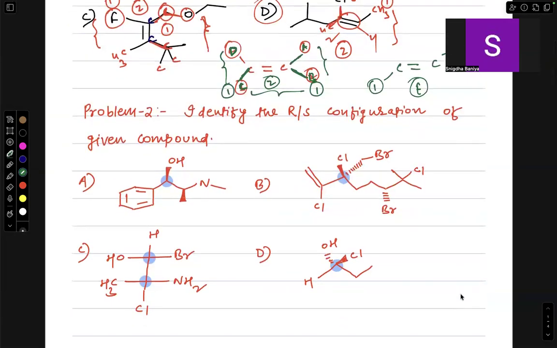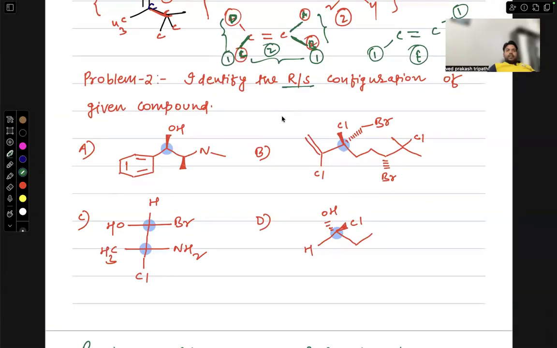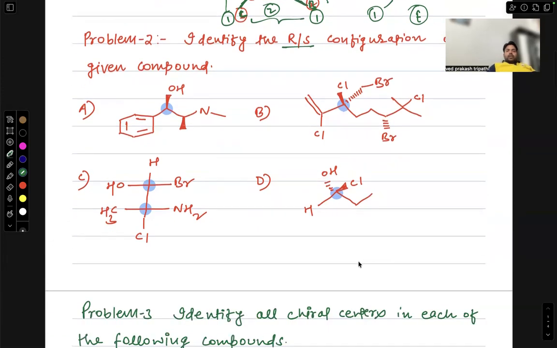Thank you. Okay, now move to the R and S configuration and we have wedge and dash and Fischer projection. So I discussed in the video how to figure out R and S in a very simple way. So I told you the rule, dash.